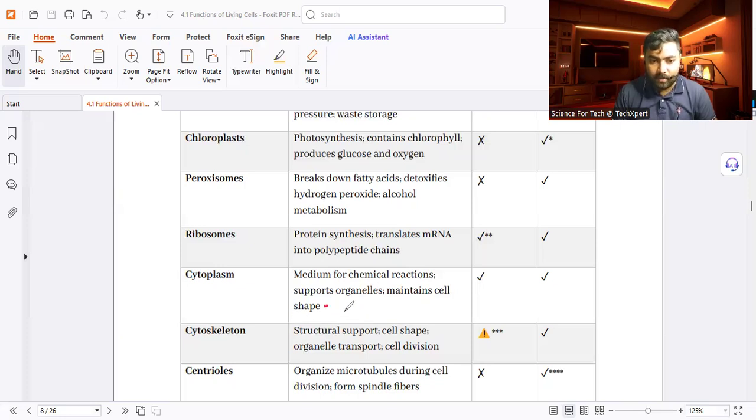Maintain the cell shape, and write another one. This is a jelly-like structure.